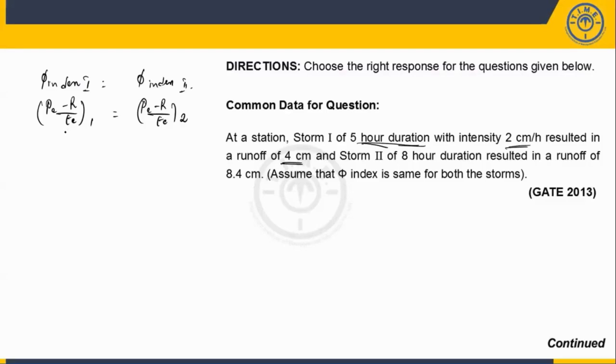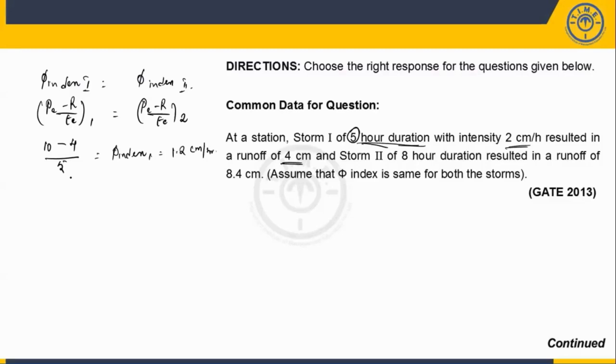Now, how much is the rainfall for a 5-hour duration with intensity 2 centimeter per hour? 5 into 2 centimeter per hour is 10 centimeter. How much is the runoff in the first case? 4 centimeter. How much is the time in the first case? 5 hour. That is your phi index. How much is phi index then? 6 by 5, that's 1.2 centimeter per hour.